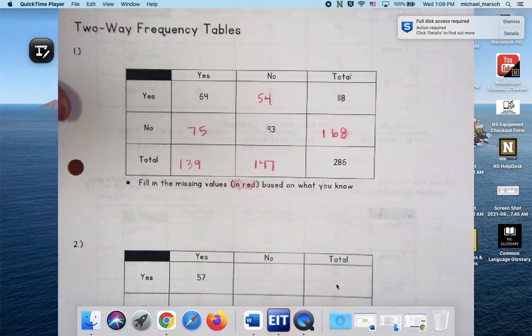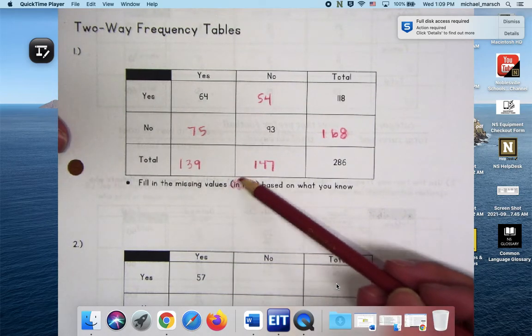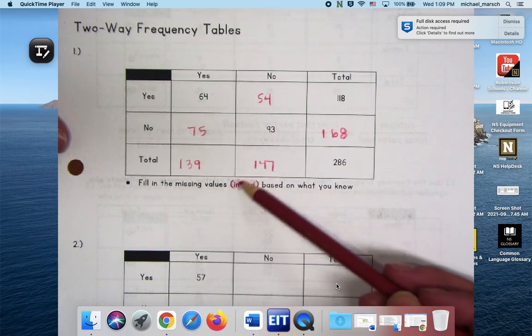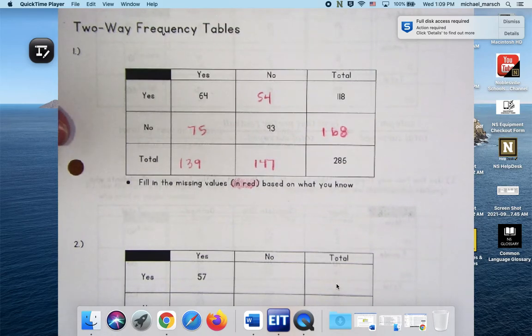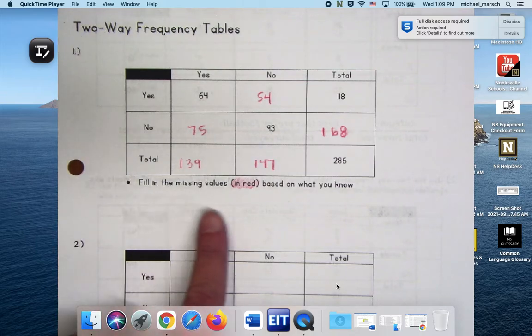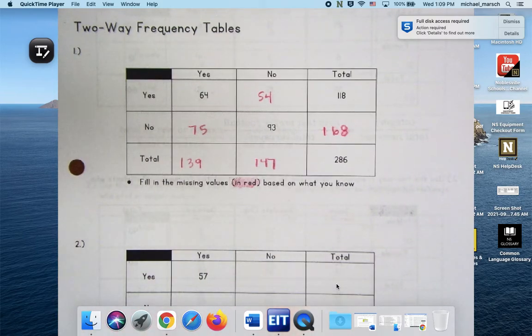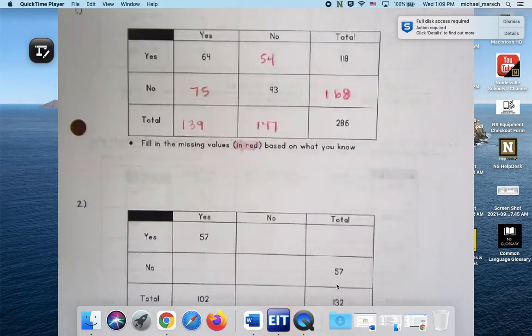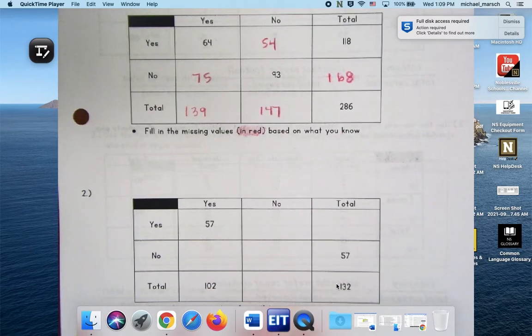We're going to do some highlighting with our colored pencils. So I just did this. I highlighted the missing values in red. Everything we are supposed to write in this is supposed to be red. Yep, fill in the missing values in red based on what you know. So check your work from the first one and then go ahead and start on the second one.